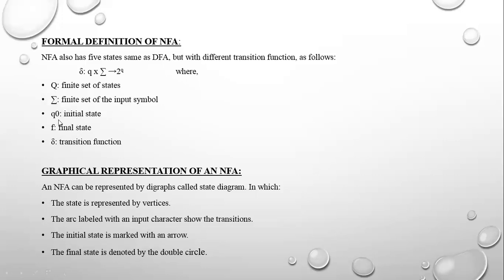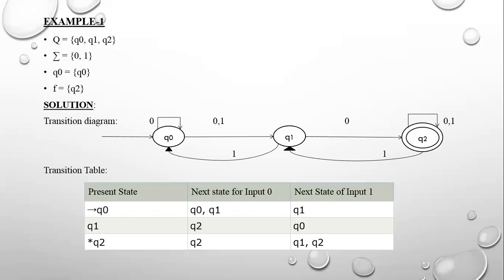So again, the parameters in the deterministic finite automata are also there in a non-deterministic finite automata, except the delta. Delta is different in deterministic and non-deterministic finite automata. Let us see an example in the non-deterministic finite automata. Here Q has three states: Q0, Q1, Q2, and sigma is the alphabet. The initial state is Q0 and the final state is Q2.